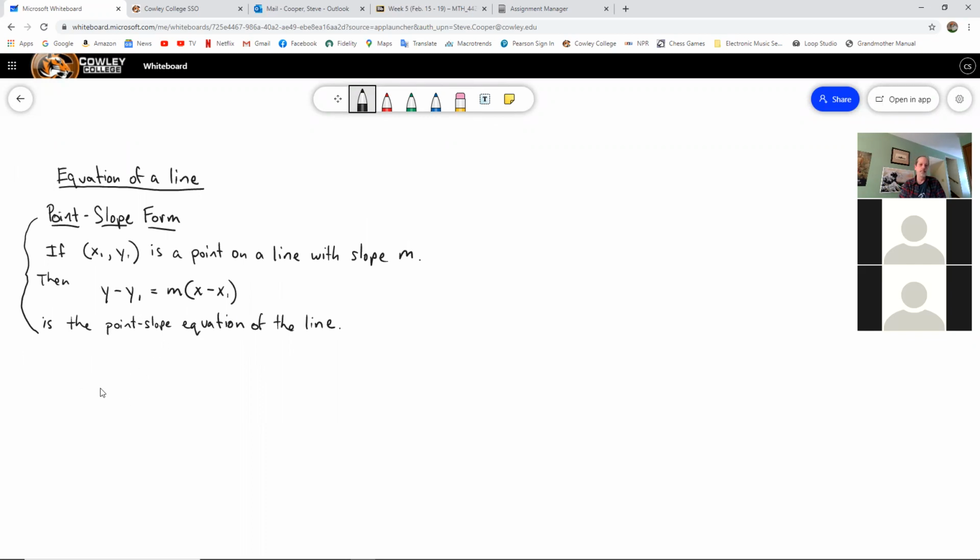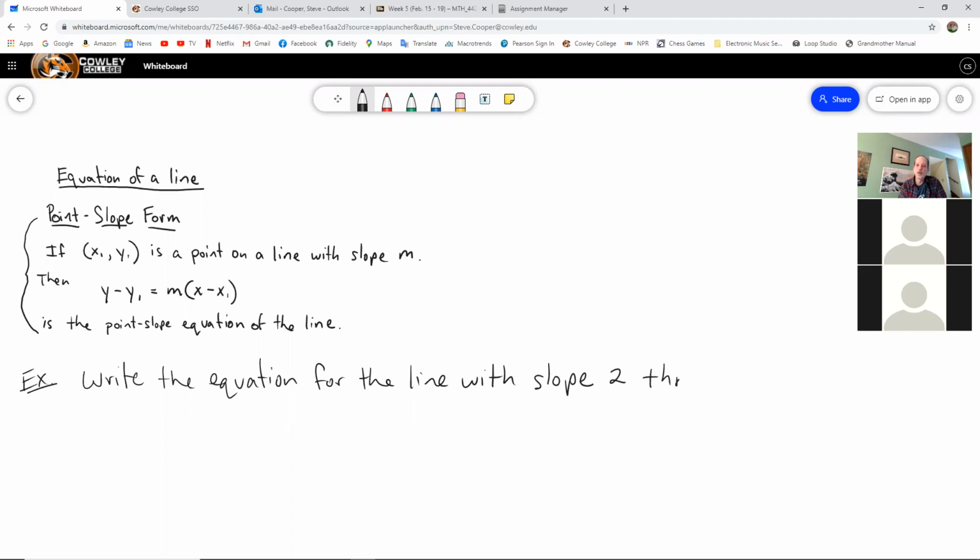Let's say that we have a line with slope of 2 through the point (3, 5). Okay, so we're going to create this point slope form.